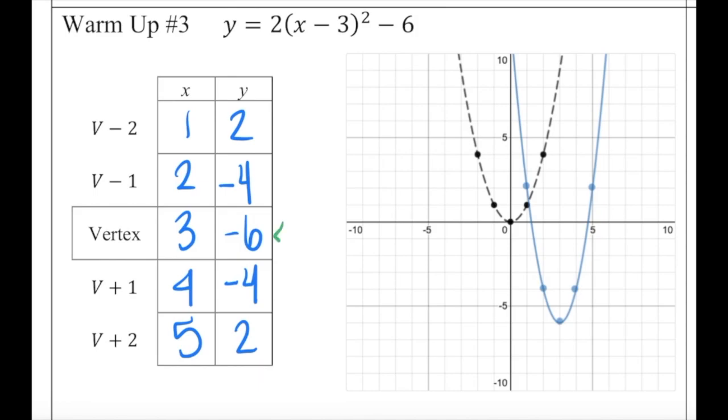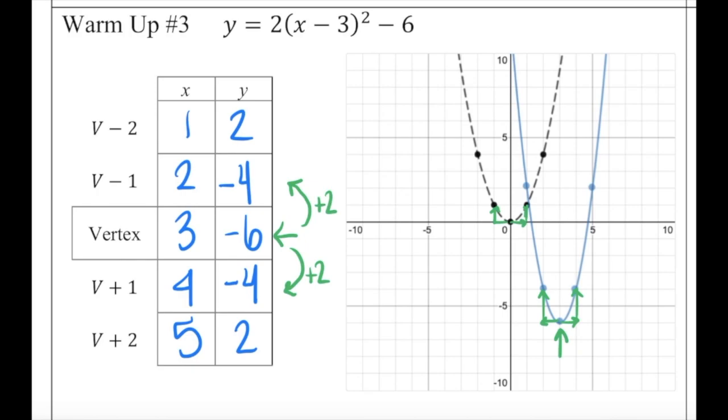Let's observe. Here's our vertex output of -6. Here's our vertex right here. As we move 1 away from the vertex, what is the change here? -6 plus 2 is -4. And we can see that in the graph as well. 1 away is now an increase of 2, whereas before that increase was only 1.